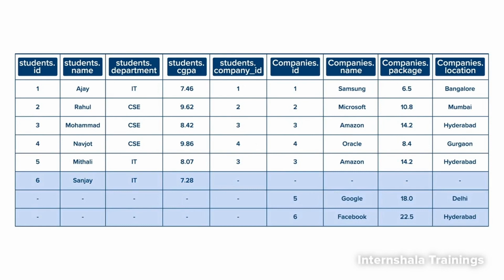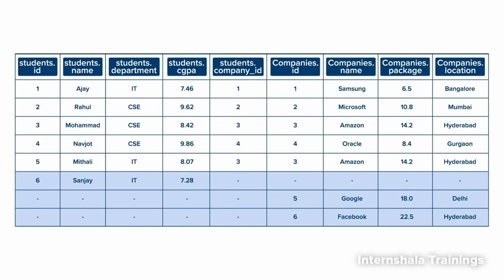This is because the left join includes all records from the left table, irrespective of whether they have any associated record in the right table. That is why it includes the record that corresponds to Sanjay even though there is no record associated with it in the company's table. But for the right table, left join fetches only those records which have at least one associated record in the left table. That is why it still does not include the records corresponding to Google and Facebook.